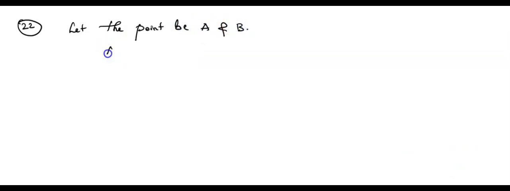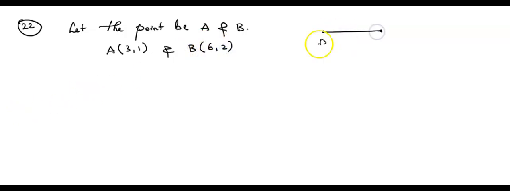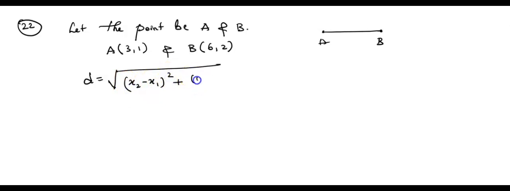Question number 22. Find the distance between the points. Let the points be A and B. The first point A coordinates are 3, 1 and second point B has the coordinates 6, 2. Now we have to find the distance between these 2 points A and B. To find this, we have the distance formula. D is equal to root of x2 minus x1 whole square plus y2 minus y1 whole square.